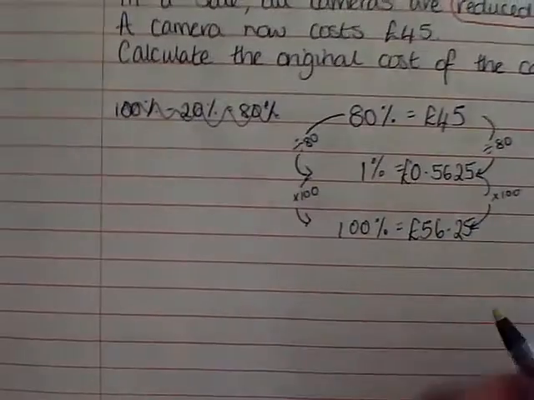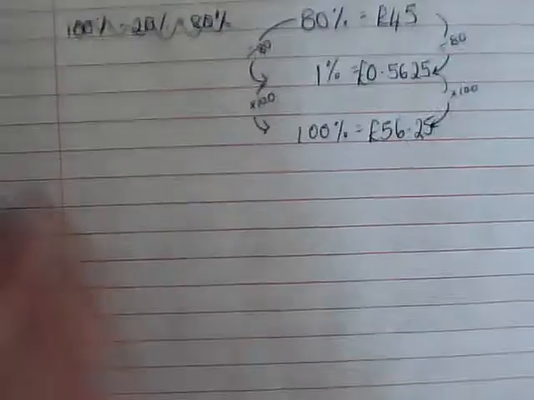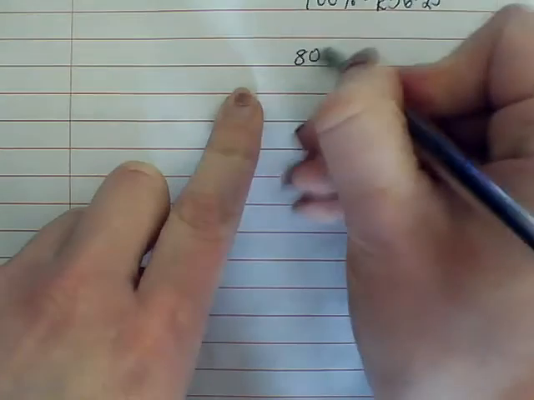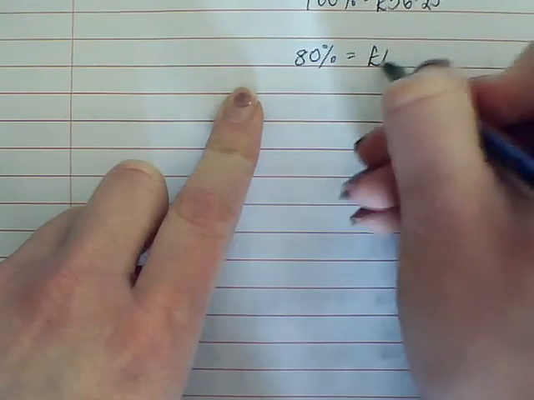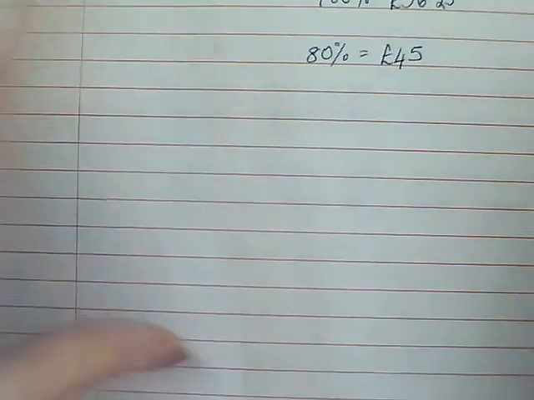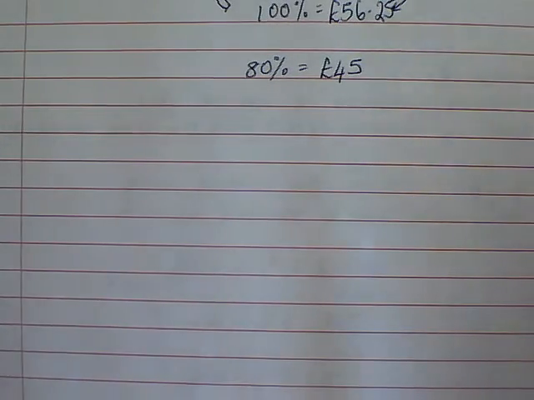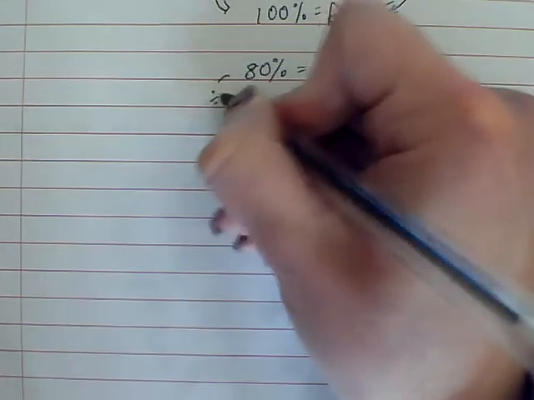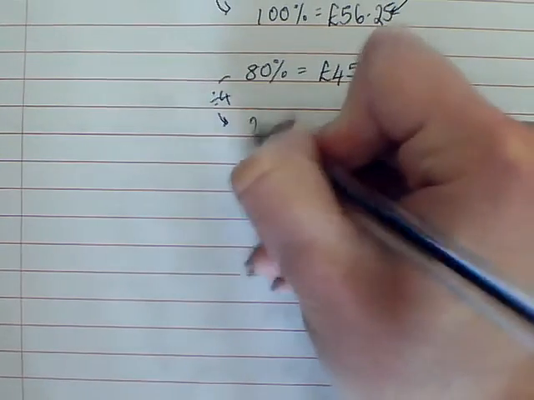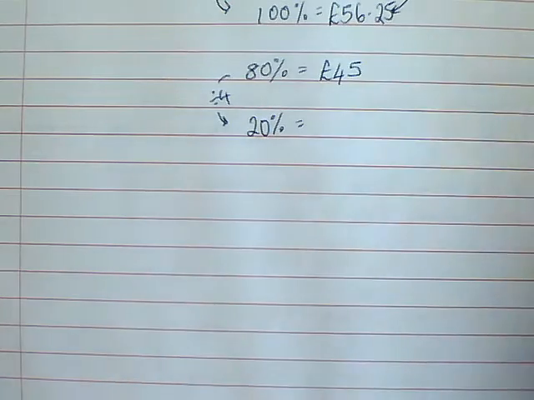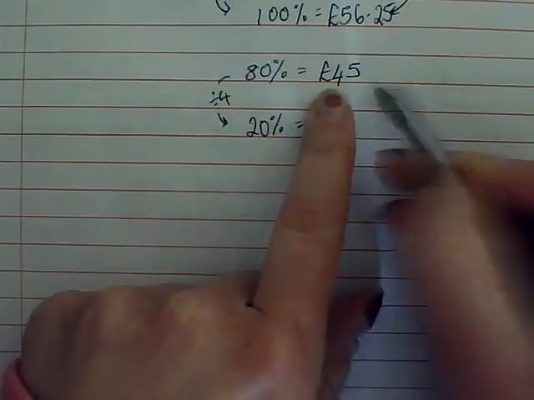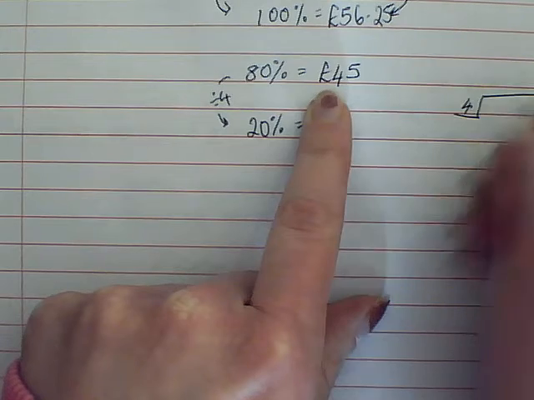So the exact same question. We've got 80% equals £45. Rather than dividing by 80, let's divide by 4. Now if I divide by 4, that's going to get me 20%. And I can do a wee sum at the side if I like.